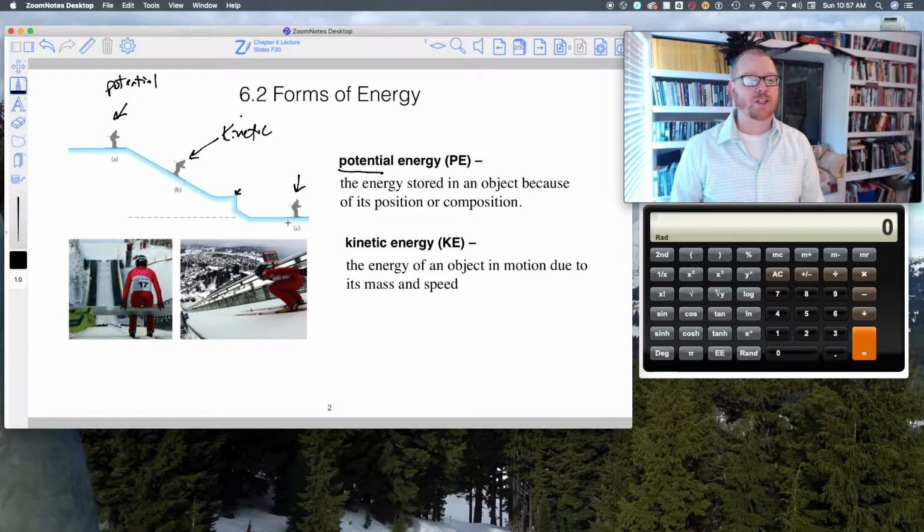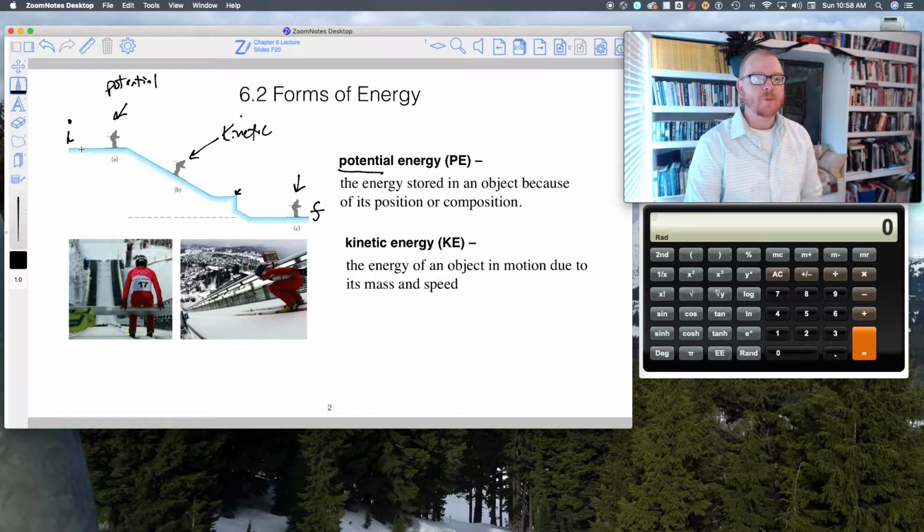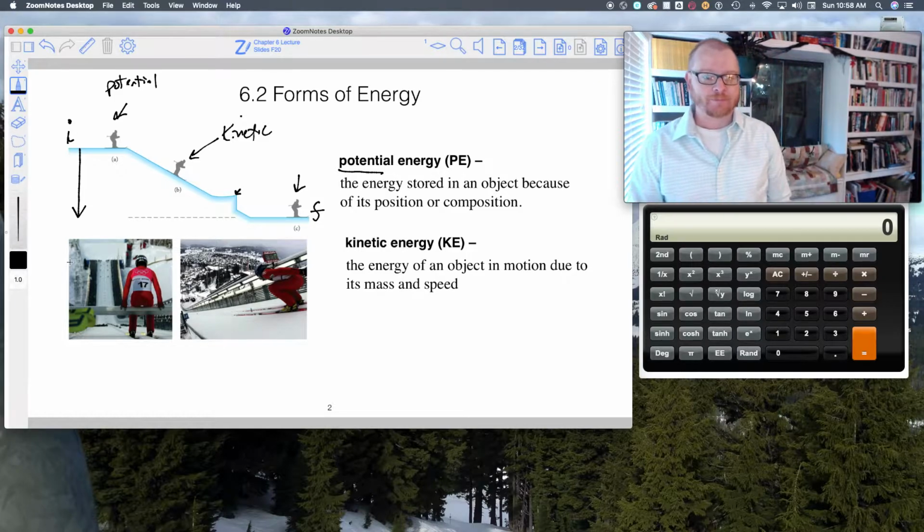But in any event, we should recognize, if we look at the skier's initial state, which I'll represent with an I, we're going to see that a lot, and the skier's final state, we kind of view potential energy in this type of a diagram.